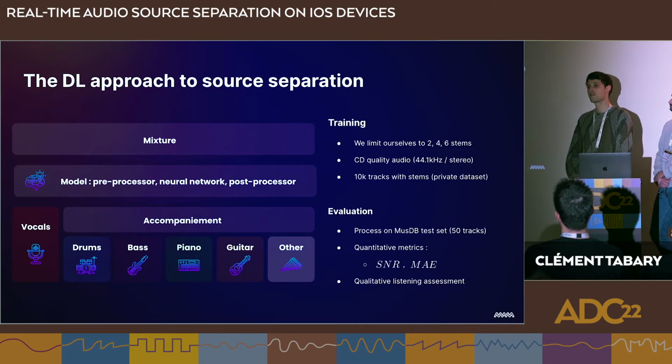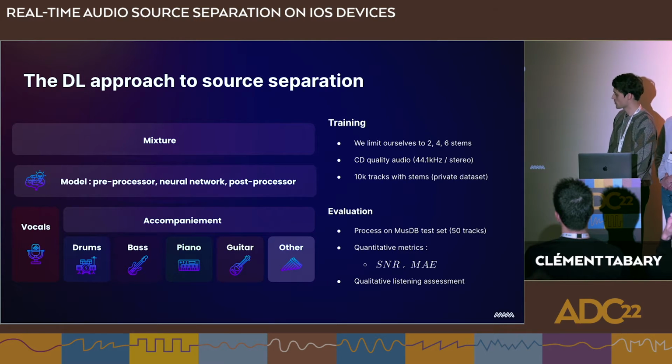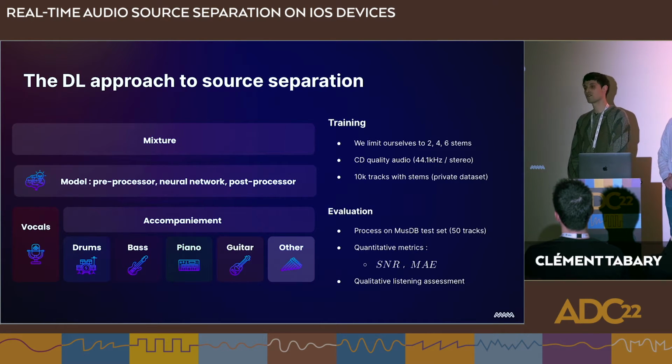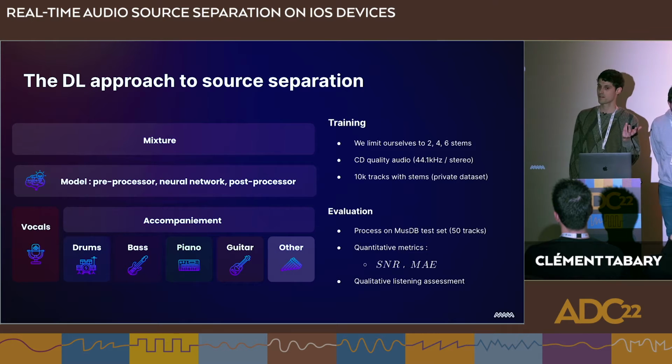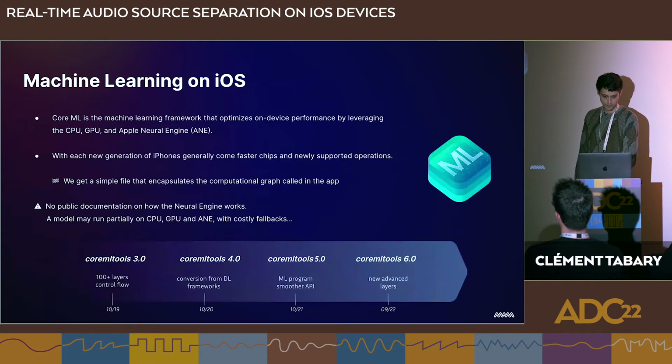To validate the quality of the source separation, we use a common public dataset, the MUSDB, as well as a private one. And we use some metrics, so you may be familiar with the signal-to-noise ratio, as well as the mean absolute error. And we also assess the quality of the source separation with our own ears, because some metrics do not really describe perfectly the quality of separation. You may have some leaks or screeching noise sometimes, and it doesn't translate in the quantitative metrics. So bear in mind that those two were used to assess the quality of our model.